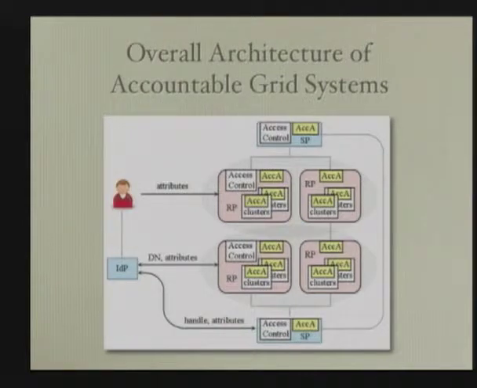This is the overall architecture of the accountable grid system. One or more clusters belong to one resource provider, which we call an RP. One or two RPs belong to one service provider, and there are a couple of service providers here. Users can access grid resources by contacting service providers or resource providers directly. At the entry point where the first access is performed, we authorize the users based on user attributes or by some access control mechanisms.